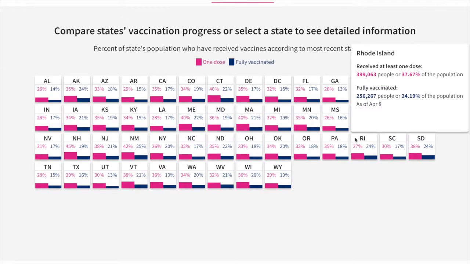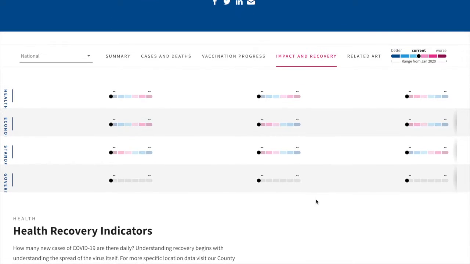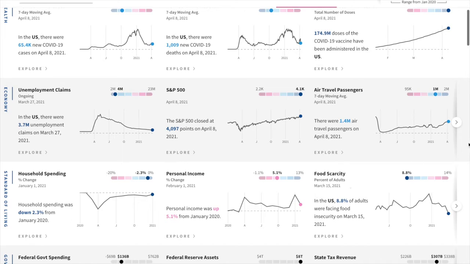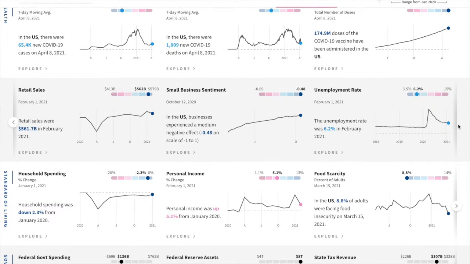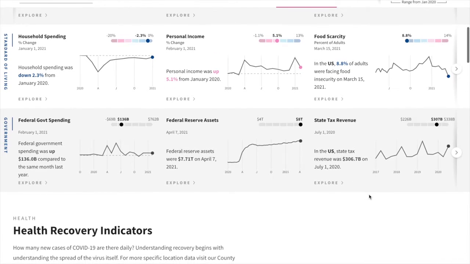The last tab I would like to introduce is Impact and Recovery. On this page, they show the data of various indicators in health, economy, standard of living, and government during the epidemic period. For example, we can see that the unemployment rate rose during the outbreak of COVID and reached 15 at its peak. Below is more detailed information about these indicators.